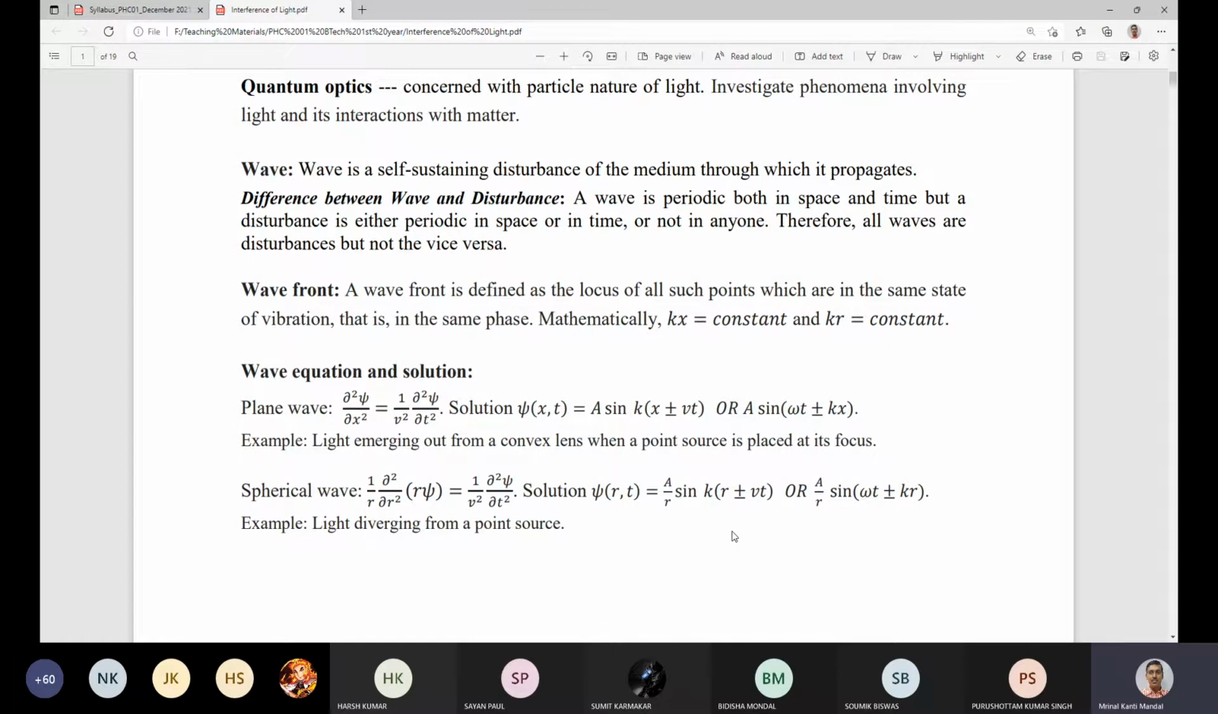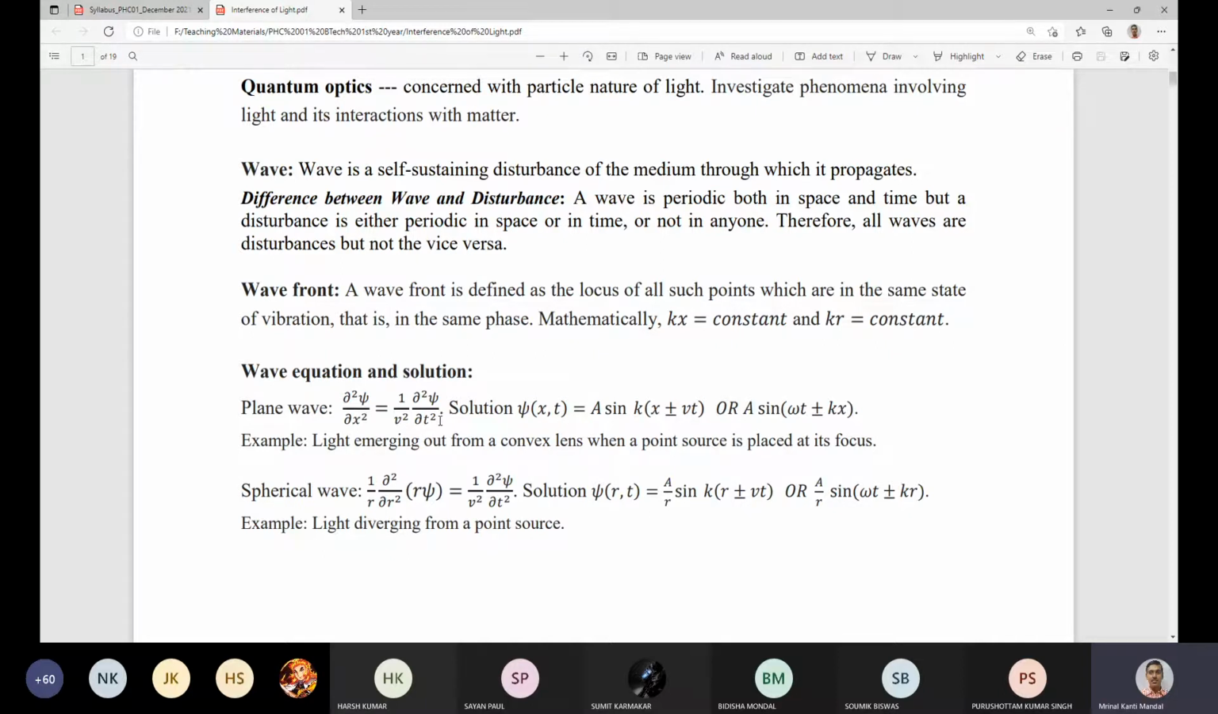Now, another thing, that is the wave equation and its solution, that you need to remember here. For example, if we consider a plane wave, so that plane wave can be represented by del square psi by del x square equal to 1 by v square del square psi by del t square.